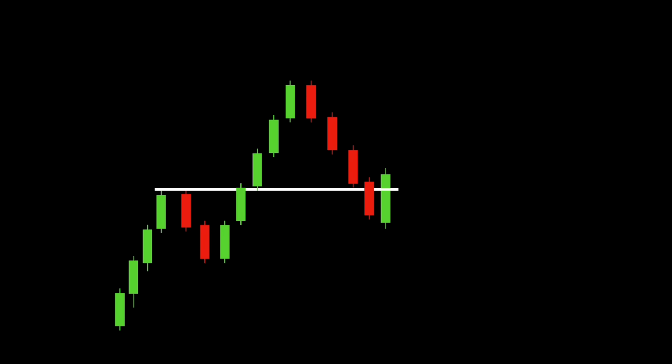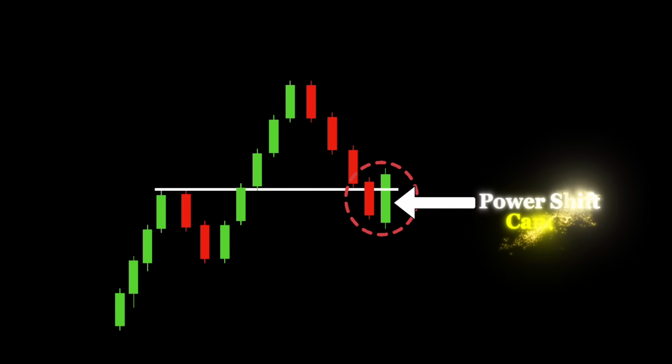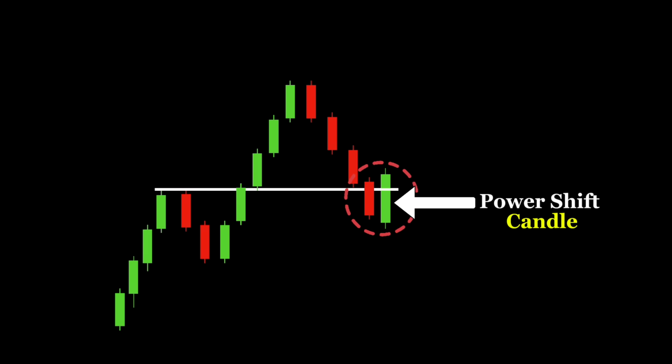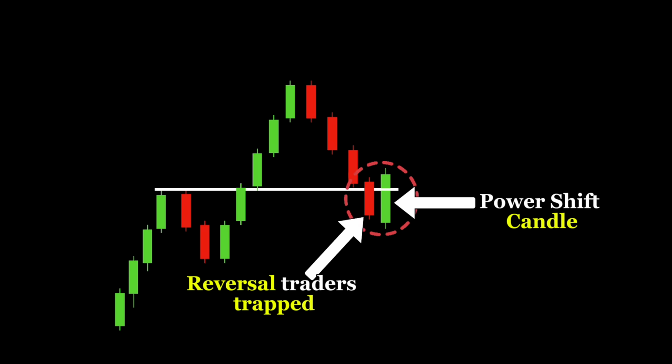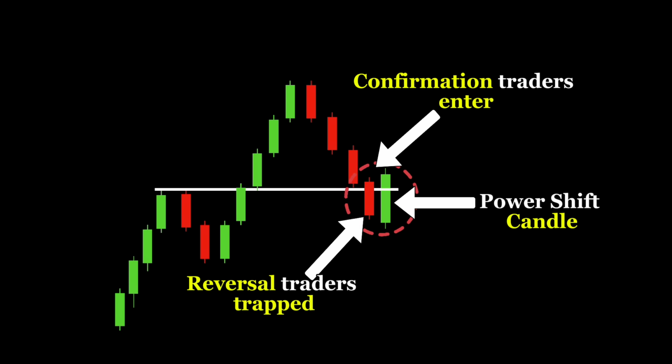The psychology here is fascinating. When the power shift candle forms, it does two things at once. Washes out weak hands. Traders who were against the trend get squeezed out as price closes beyond the previous candle's range. Invites fresh momentum. Traders who were waiting for confirmation jump in, adding fuel to the move. This combination creates strong momentum in the direction of the power shift candle.